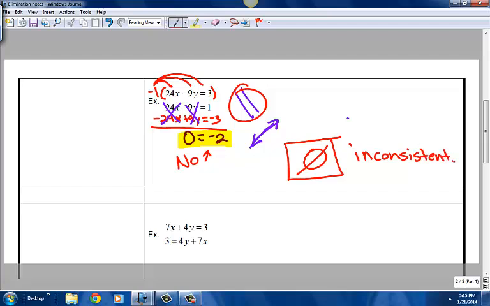Just for kicks, if you had evaluated this yellow statement over here and it had been true, that would have been the other situation right here, where you had infinite solutions. I think I put one like that on here in just a minute. Let's jump down here.